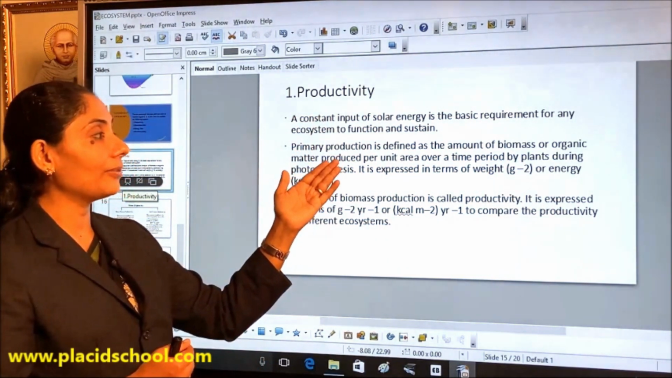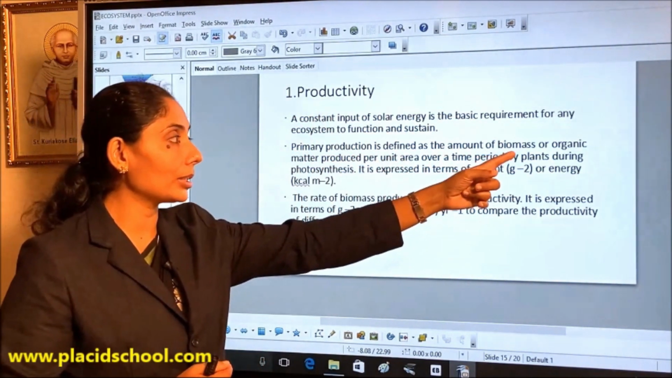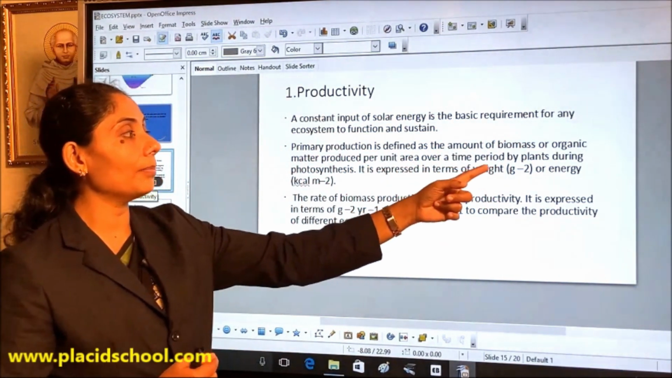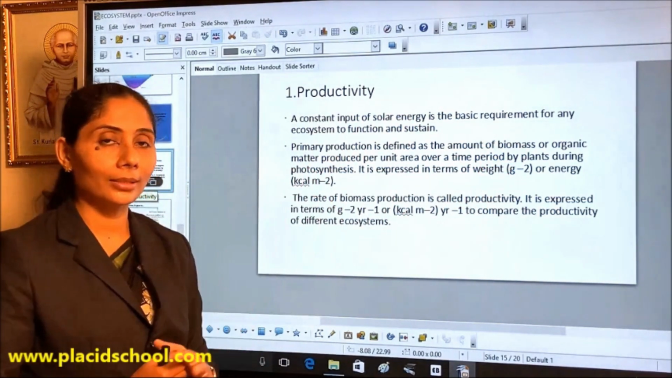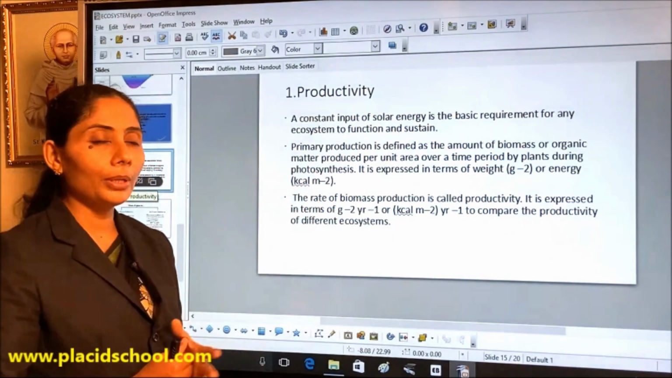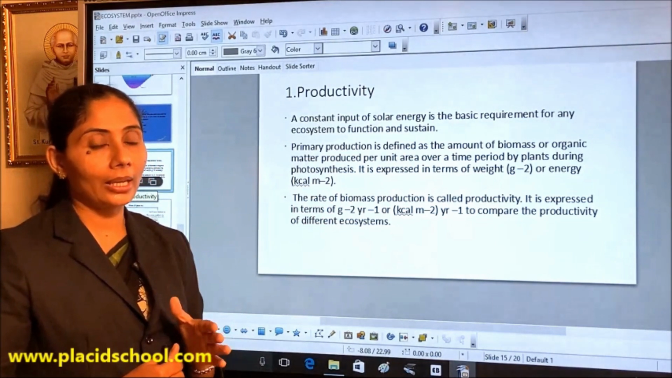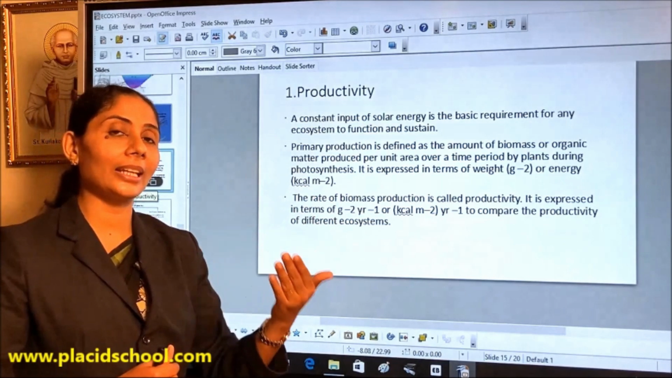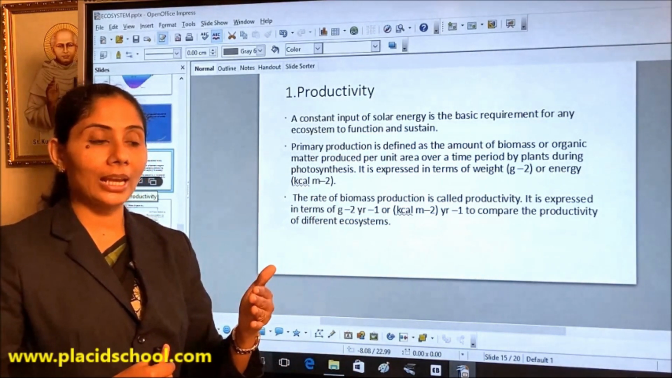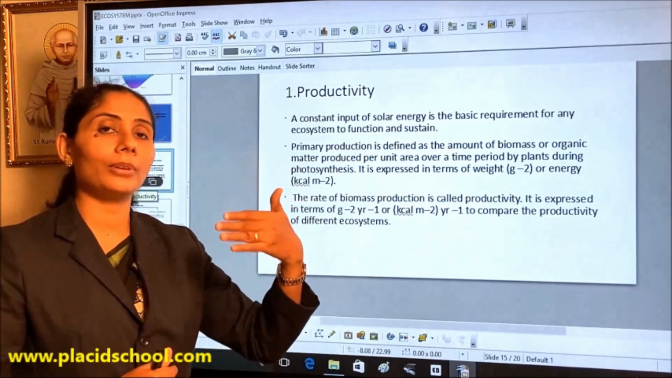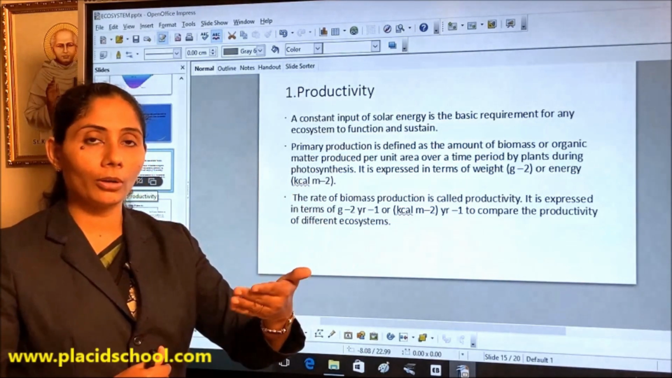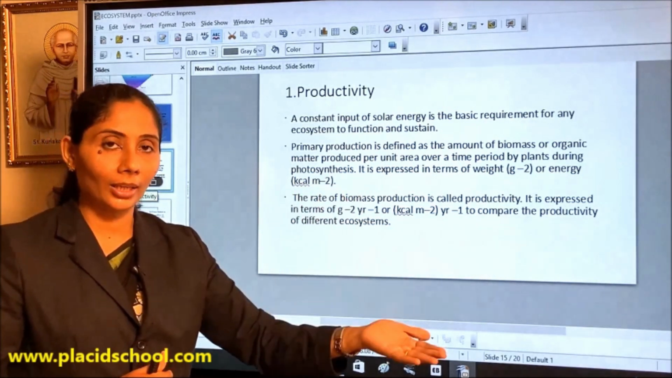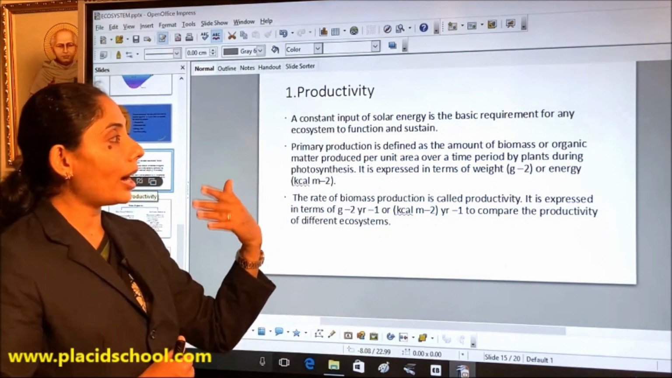Primary production is defined as the amount of biomass or organic matter produced per unit area over a time period by plants during photosynthesis. That's very simple. Productivity is further divided into primary productivity as well as secondary productivity. Primary productivity, as the name suggests, primary means the very first. For example, when we go for education, the first education that we get is the primary, followed by the secondary.